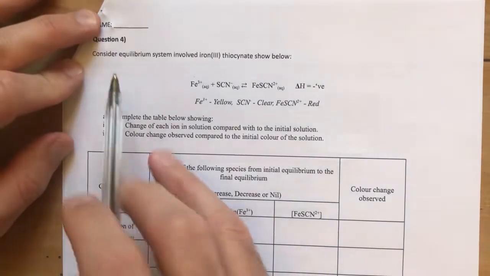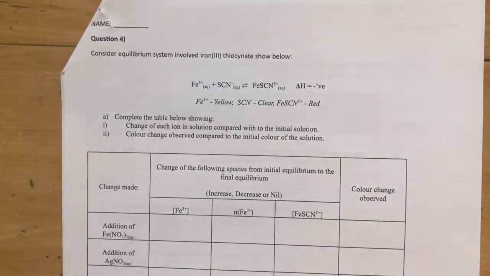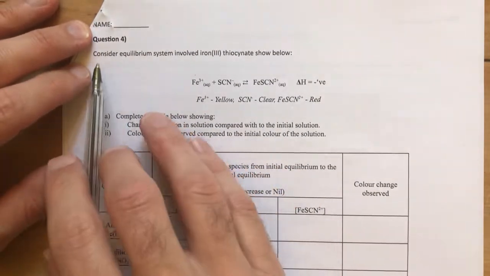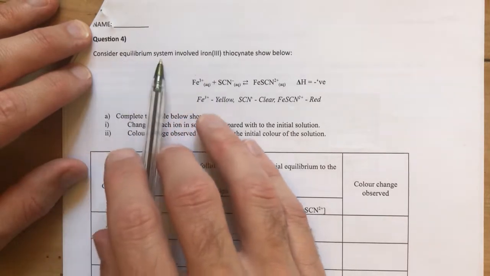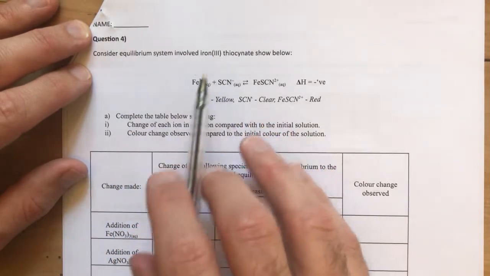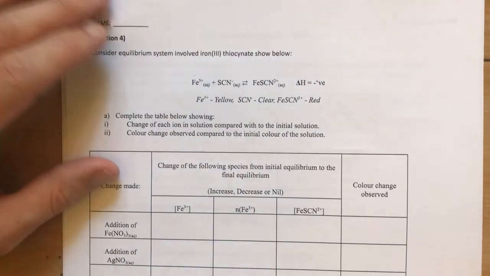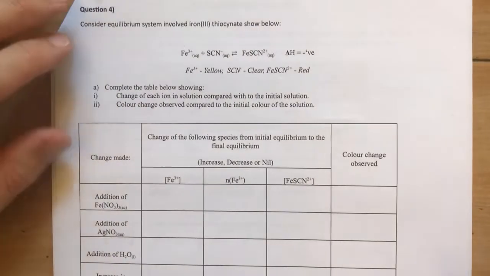Question 4 here in our rates and equilibrium, which is Le Chatelier's principle test, talks about this equilibrium here. Consider the equilibrium system involved with the iron thiocyanate shown below. This is a common one. We do an experiment with this in class. There's also a nice YouTube clip talking about this one as well, but let's just go through it.